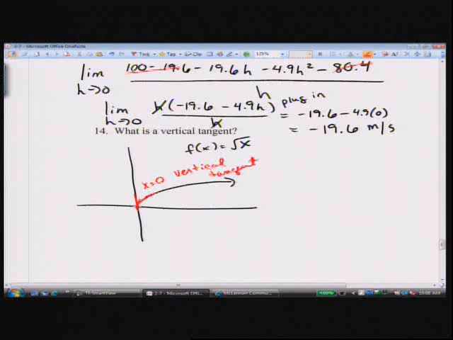So your limit is going to be infinite. Your slope is going to be infinite. So your limit is infinite there. So you can't get the derivative at that point.